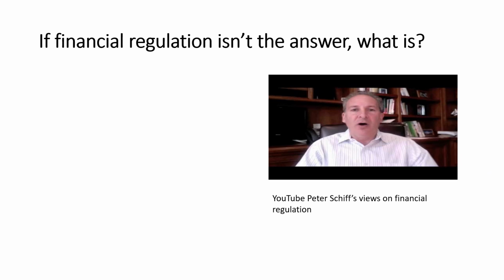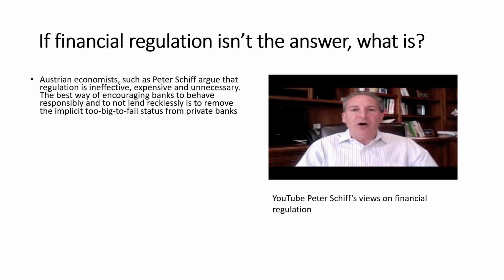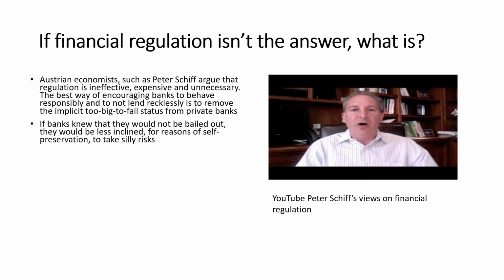So if financial regulation isn't the answer, what is? Well, Austrian economists such as Peter Schiff argue that regulation is ineffective, expensive and unnecessary. And the best way of encouraging banks to behave responsibly and not to lend recklessly is to remove the implicit too big to fail status from private banks. So if banks knew that they wouldn't be bailed out, they'd be less inclined, for reasons of self-interest, to take silly risks. They wouldn't make stupid loans to people that couldn't repay just to make some really high rates of interest income in the short run.